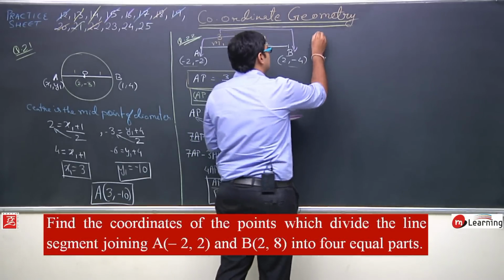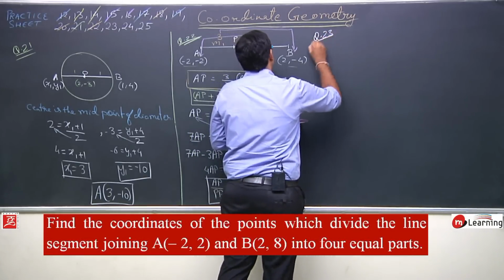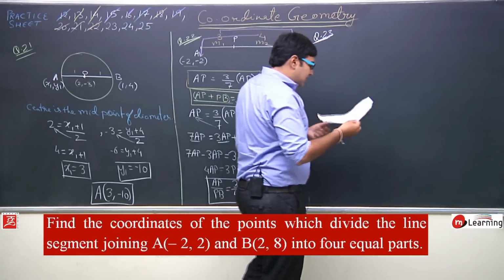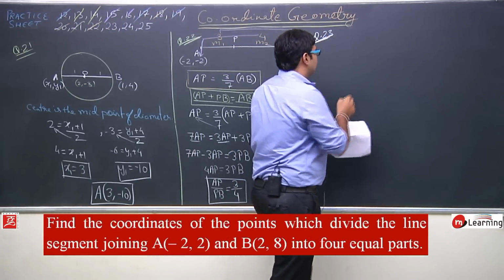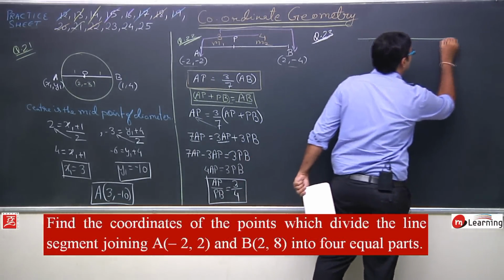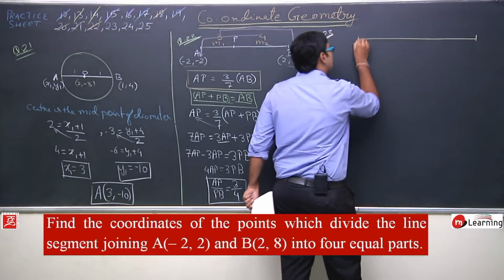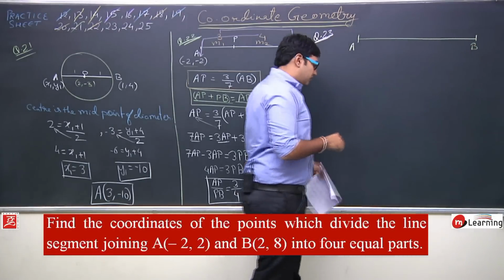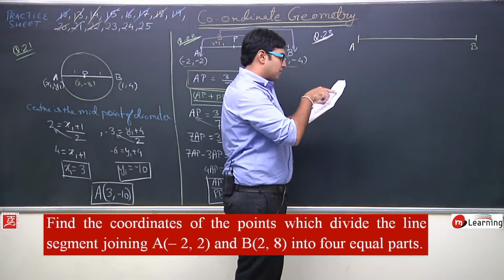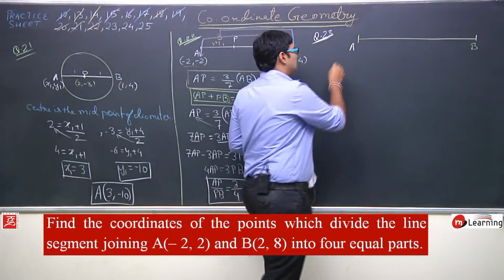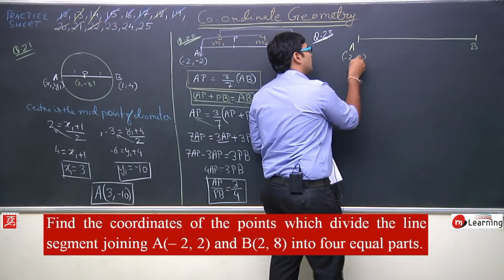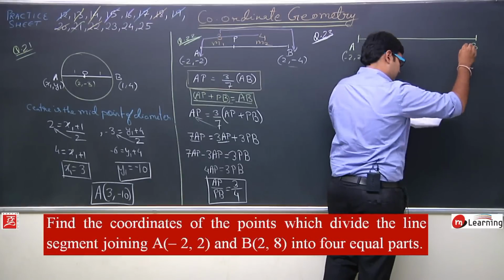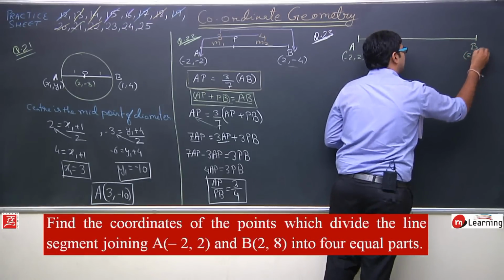So question number 23. Let us draw a line segment AB. Let us say this is the AB line segment. This is A, this is B. The coordinates of A are -2, 2, and the coordinates of B are 2, 8.